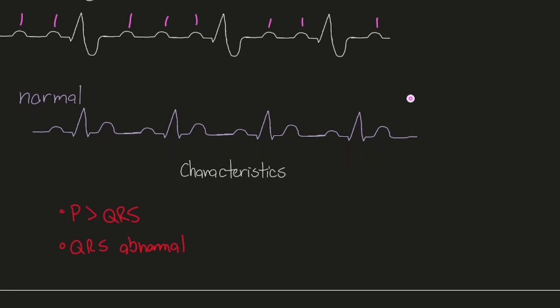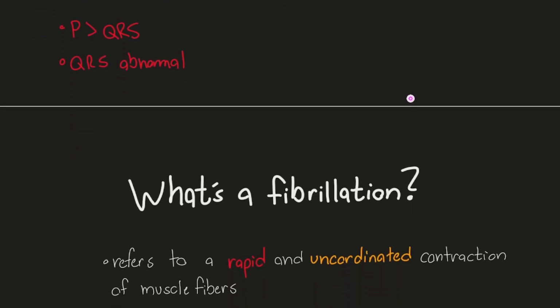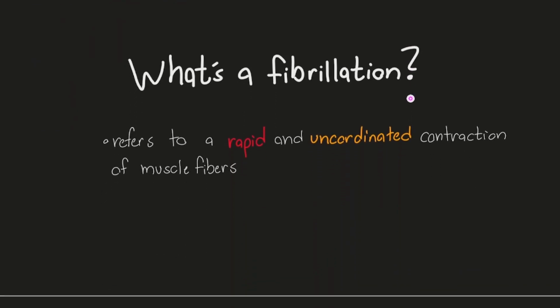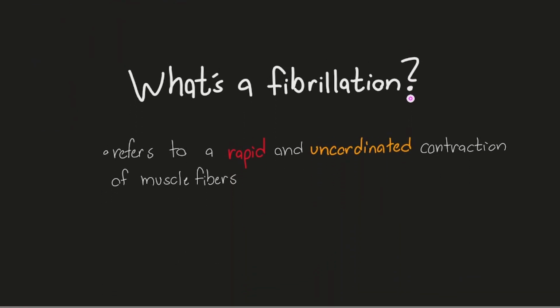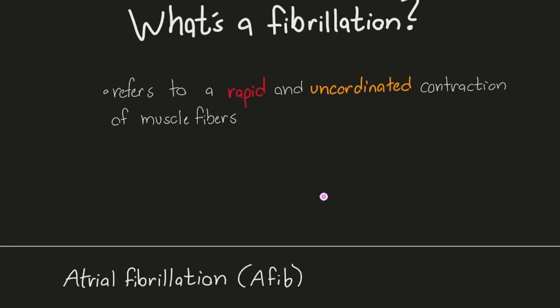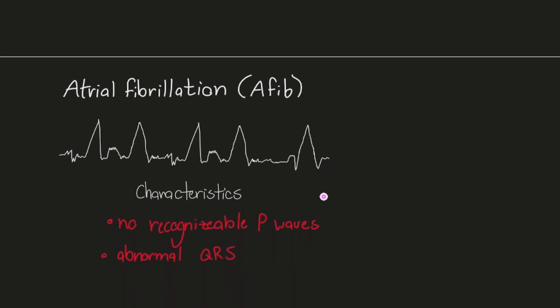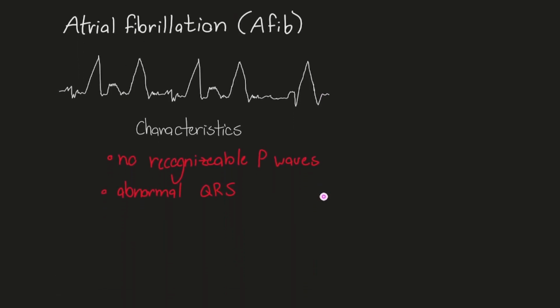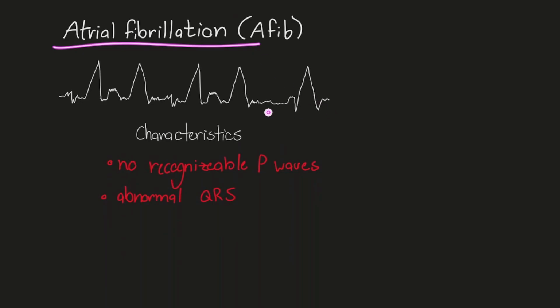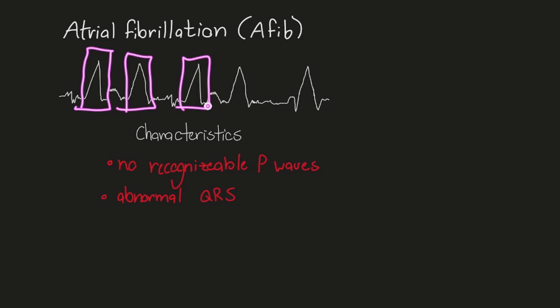Now we can go on to our next type of issue, which is fibrillations. Now, the first question is, what is a fibrillation? A fibrillation refers to the rapid and uncoordinated contraction of muscle fibers, and in our case, cardiac muscle fibers. And we're going to be covering two types of fibrillation, and we'll start with atrial fibrillation, or shortened down to AFib. So with atrial fibrillation, we can see here a very pronounced R wave.